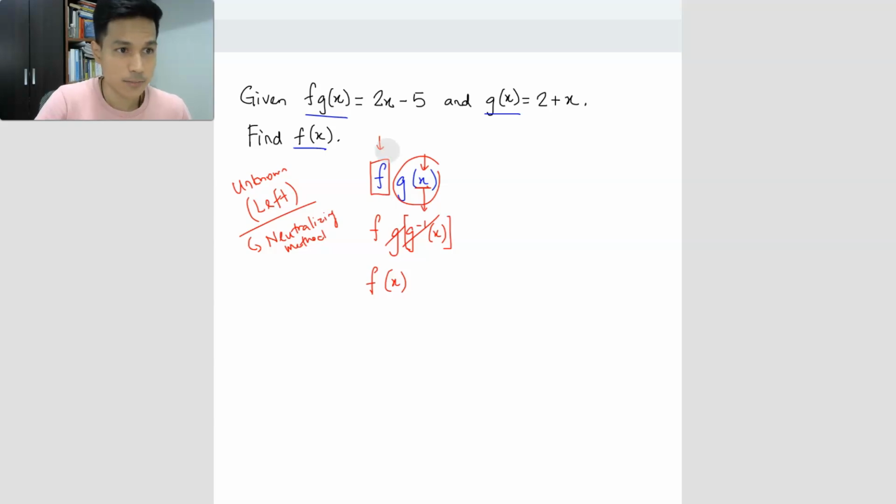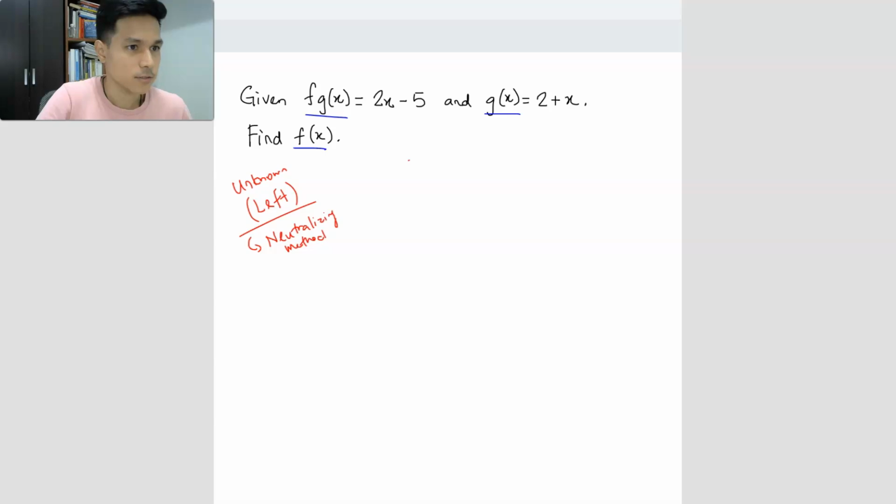Okay, so let's do this together. So I understand the concept, because if you understand the concept, it's very easy already. Okay, never mind, let's do this together. So you have fg(x) equals to 2x minus 5. So now, like I said, you want to substitute what? You want to substitute the inverse, so that you can neutralize the g(x). So you want to find the inverse first. So that's the additional step you have to do. Find the inverse of g(x).